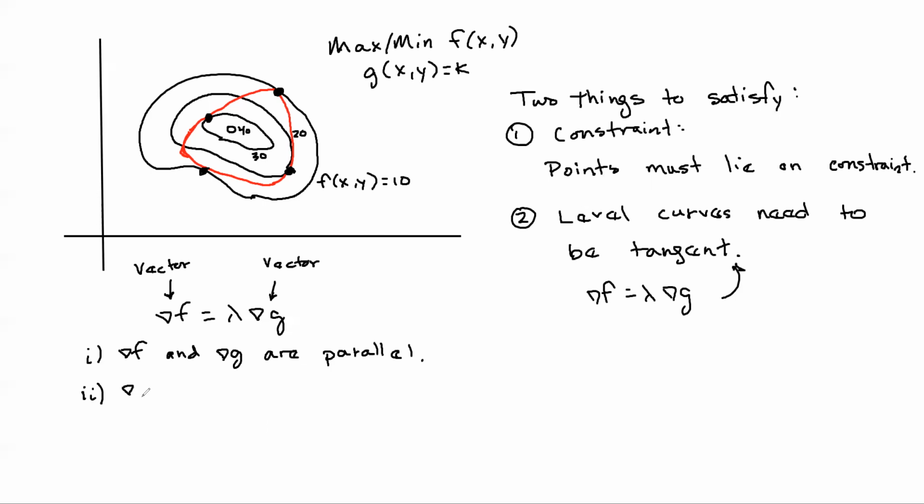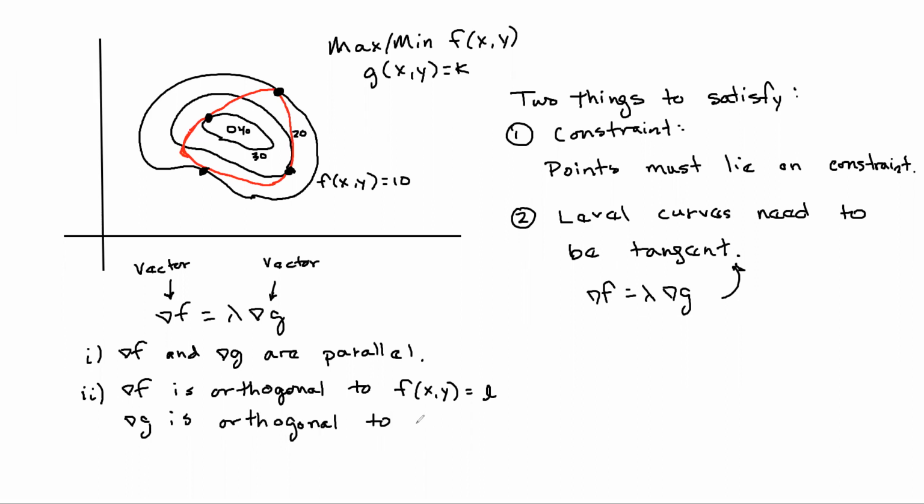All right, so gradient of f is orthogonal to f of xy equals, whatever. Let's not use k, because we're using k for g. So we'll say L. And gradient of g is orthogonal to g of xy equals k. All right, so step one, it's saying that the gradients are parallel. That's what this statement says.